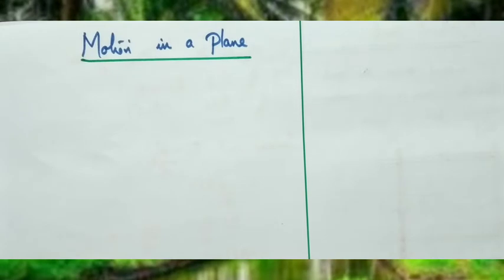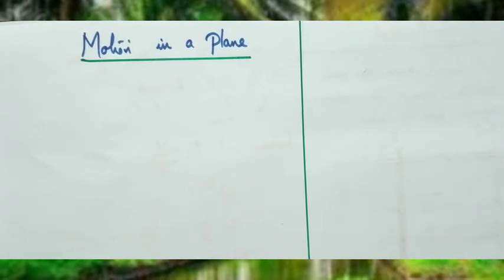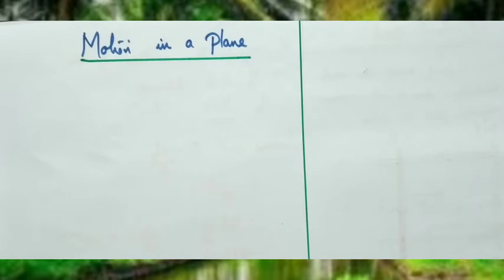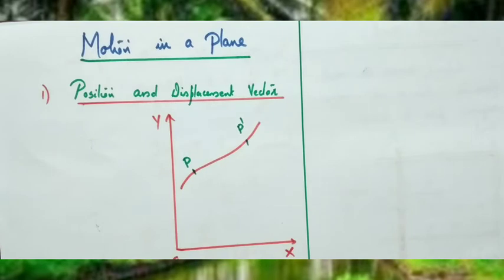In the previous chapter we have studied what vectors are, the different properties of vectors and the numericals relating to vectors. Now we have to study the different quantities like displacement, velocity, acceleration, equations of motion, etc. in vector form. Now the first one is position and displacement vector.